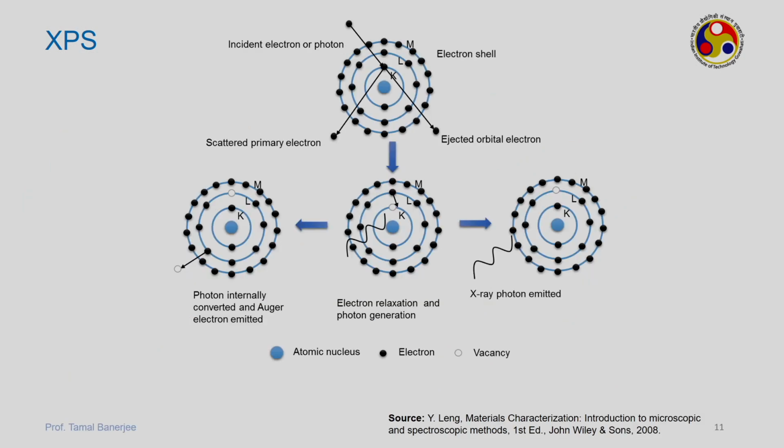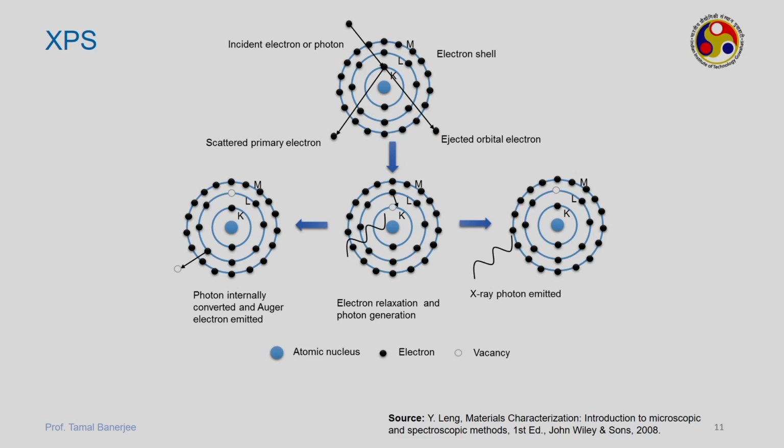If I want to draw pictorially, what happens? This is the incident electron or photon from some source. Let us suppose it falls on the K shell, which is the 1s shell. There will be scattered primary electrons, where some amount of energy will be used in scattering of primary electrons, and some energy will be used in ejecting out these electrons.